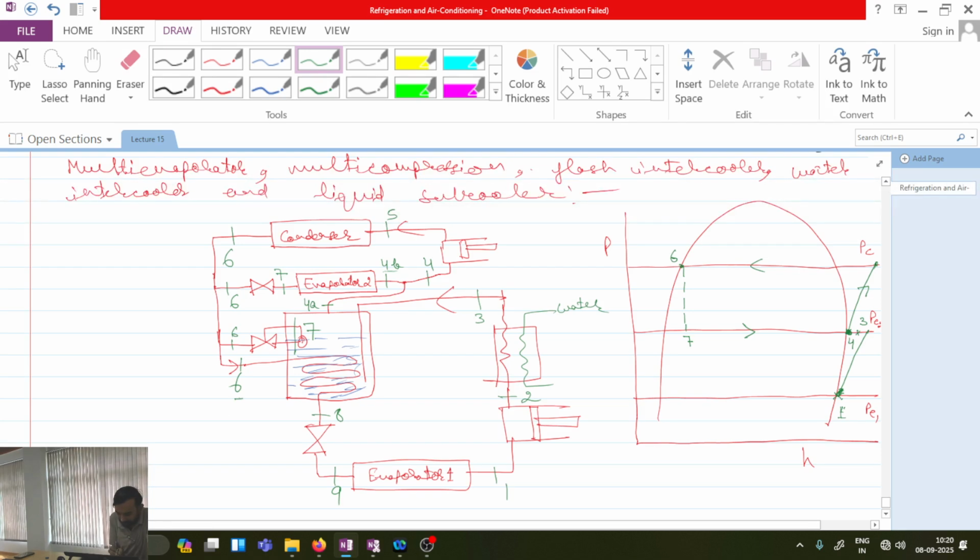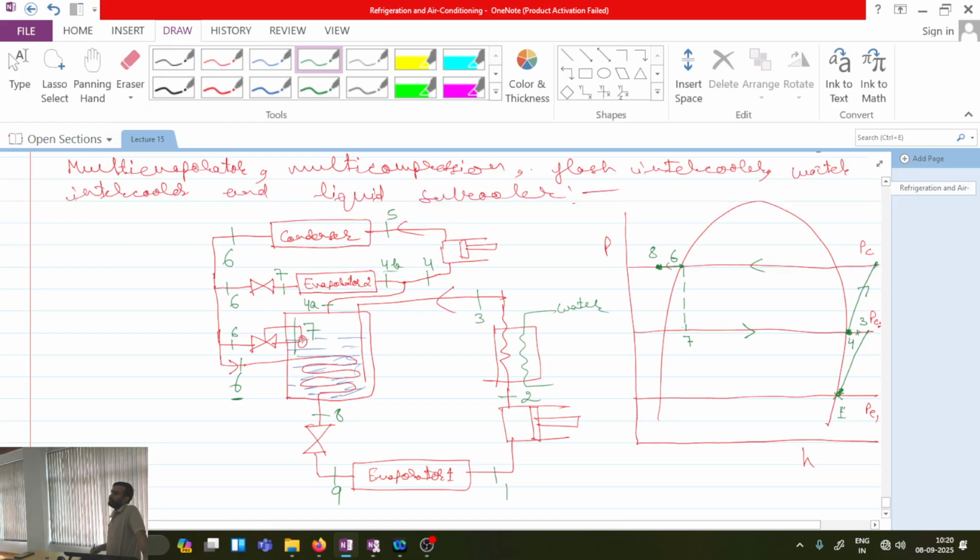Now the remaining refrigerant entered at state 6, and at state 6 it is exchanging heat with the liquid which is at state 7. So 7 is at low temperature, 6 is at high temperature. There will be subcooling from 6 to 8.